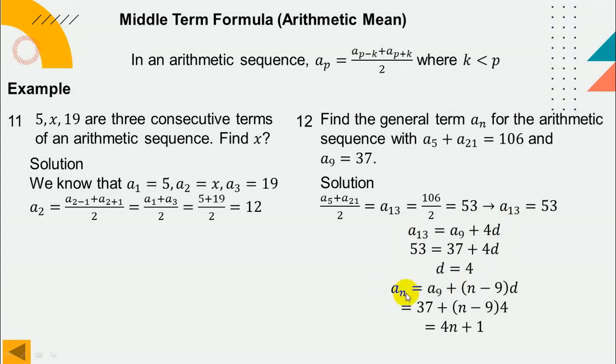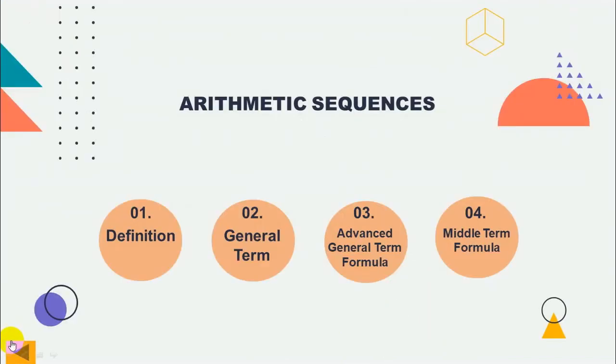So we know the general term is the 9th term plus n minus 1 times d. Why are we using this one? Because we don't have the first term, so we can use the advanced general term. In the advanced general term, we substitute the 9th term, because they give us that the 9th term is 37. You just need to simplify and then you get the general term is 4n plus 1, everyone. Okay, I hope you understand about the middle terms formula.